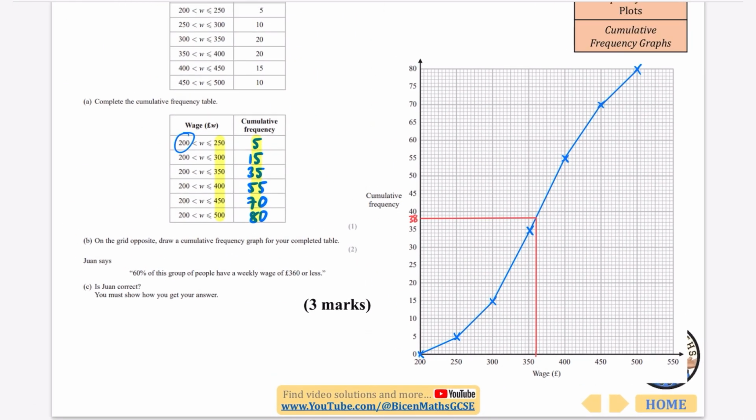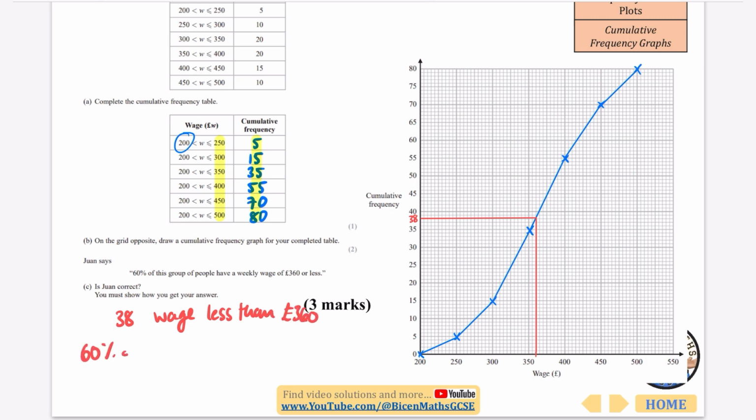So according to our calculations, we can see that 38 have a wage less than 360. And we're just going to compare that to 60%.